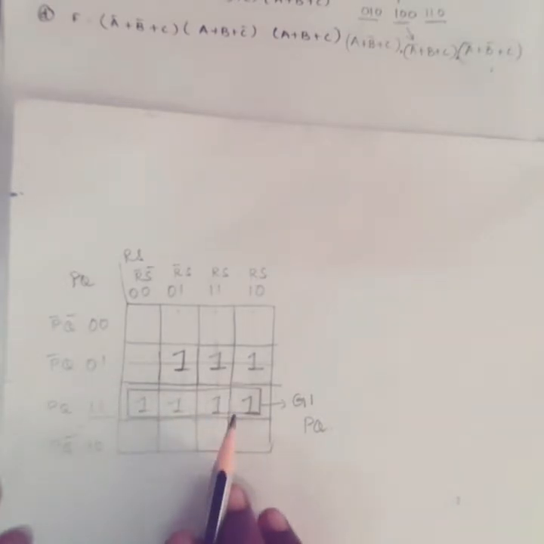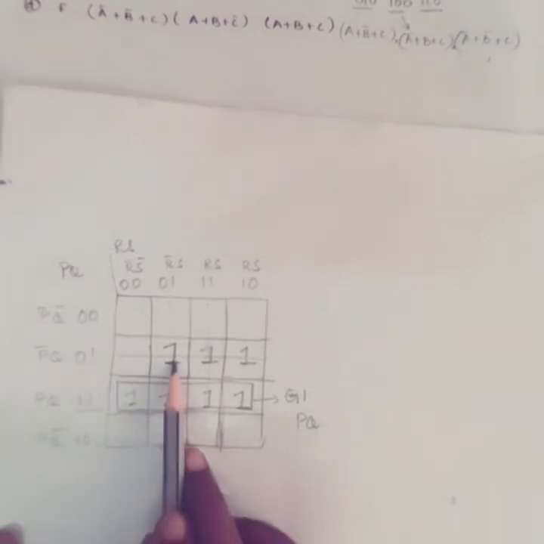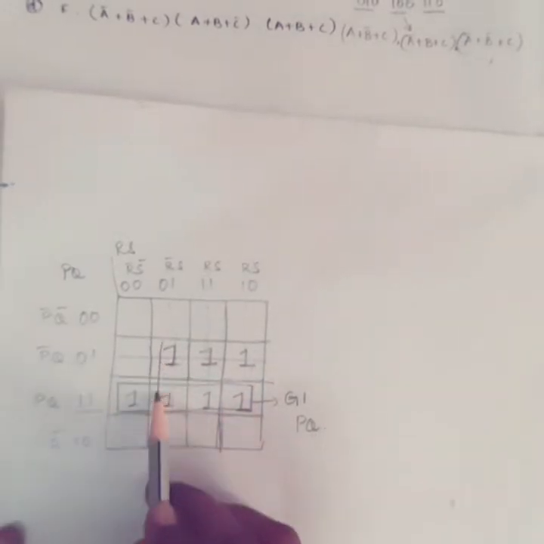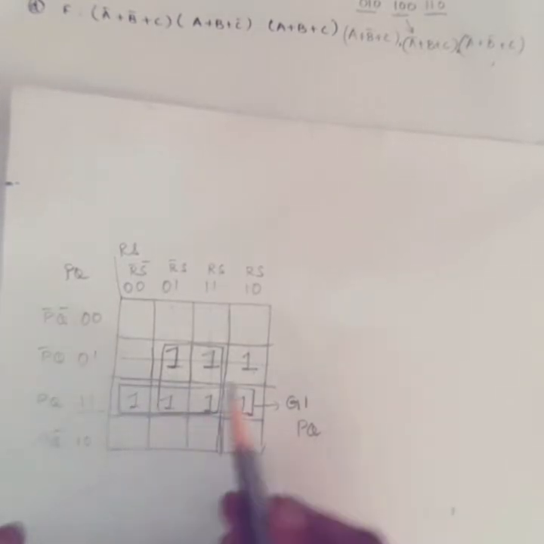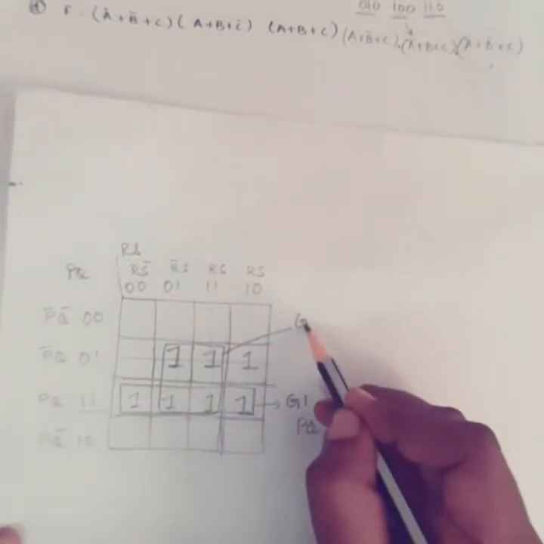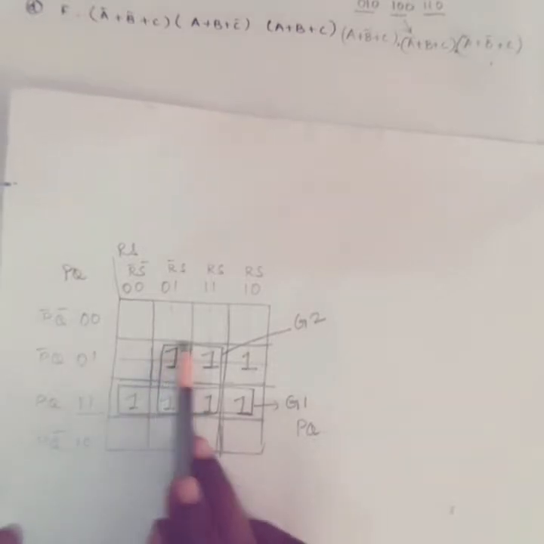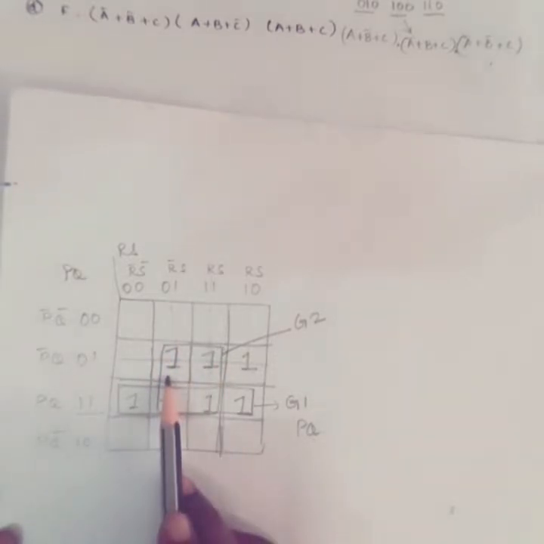Min term, that is the product term. Next, there are 3 more ones. Okay, next, by combining these 4, you can form another group, that is G2, group 2. You can combine these 4 because all are adjacent. We can also combine these 2, but it is a pair.